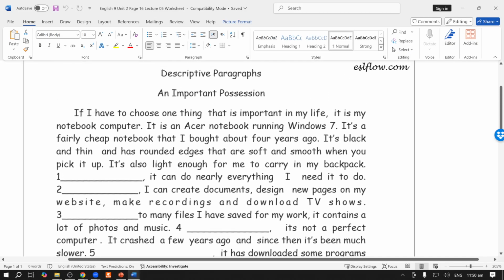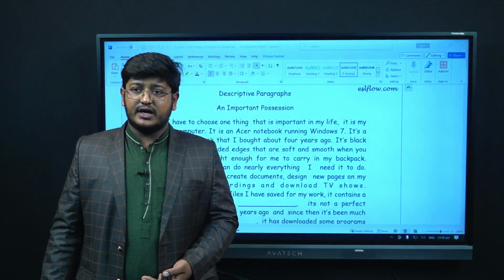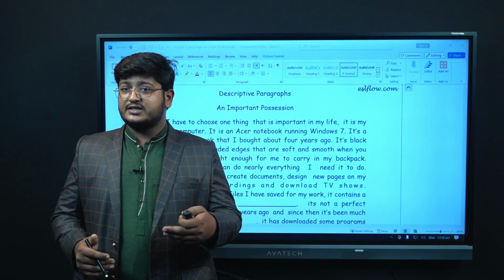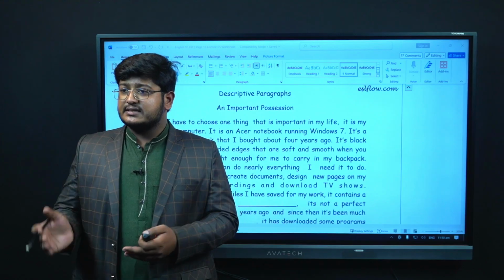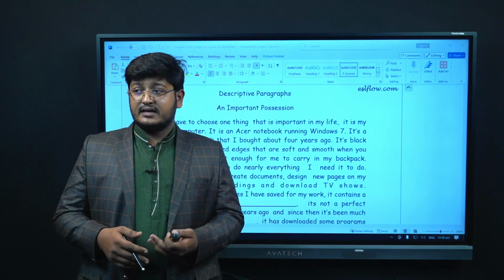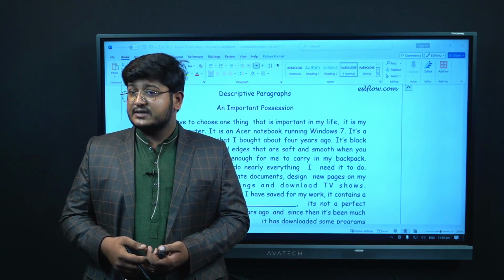So let me clarify that transition words are those words which we use to make our essay coherent, make our descriptive text coherent, and put our essay in a chronological order, like firstly, secondly. So these types of transition words make our writing more interactive.